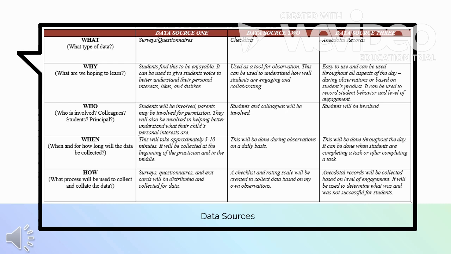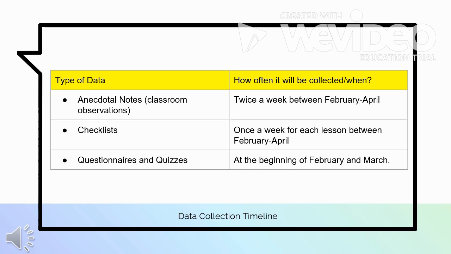In this slide, I further explore the data sources that I use. It discusses the what, which one I used, why I used it, who was involved, when it was used, and how I used it. My anecdotal records of my classroom observations were collected twice a week between February and April. My checklists were collected once a week for each lesson between February and April. Also, my questionnaires and quizzes were done at the beginning of February and March.